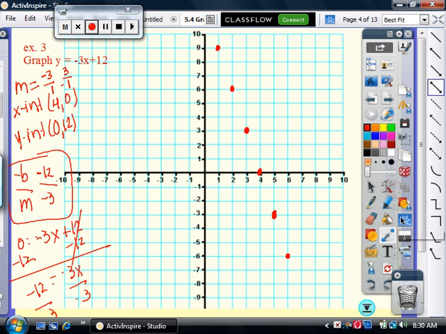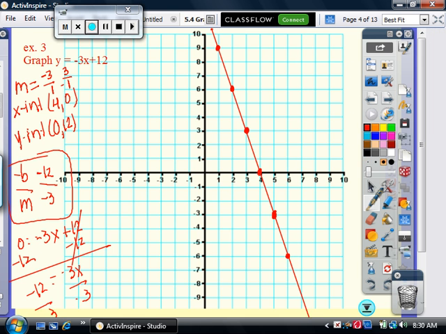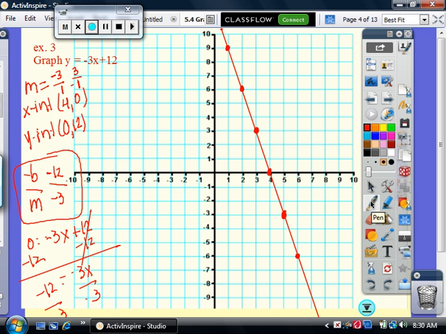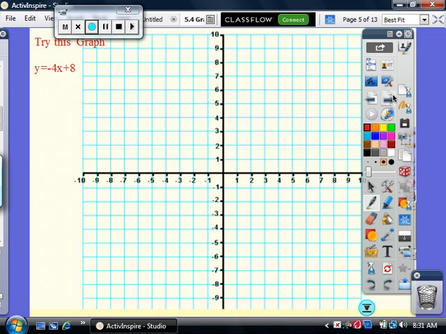The more points you have, the easier it is to use your ruler and connect your dots. Just make that ruler go right straight through the center of them. That's it. Alright, does anybody have a question? Alright, you guys try this one. Find all 3 points of information and then graph.